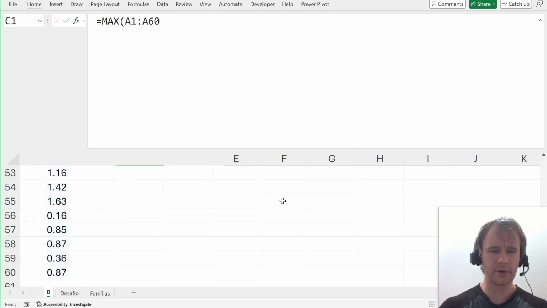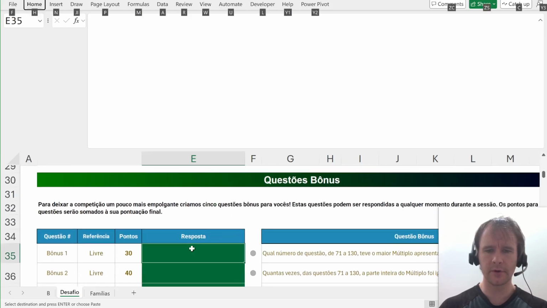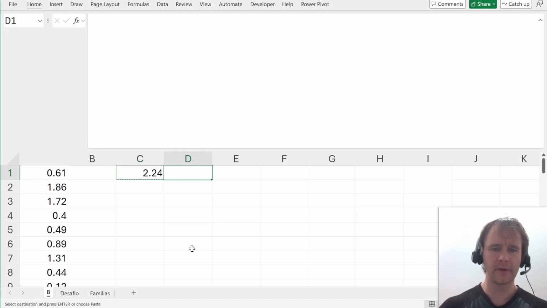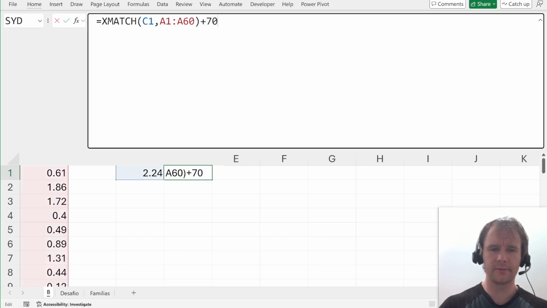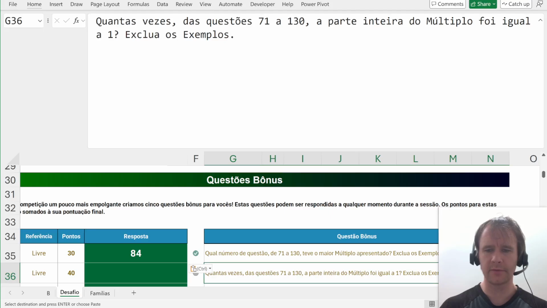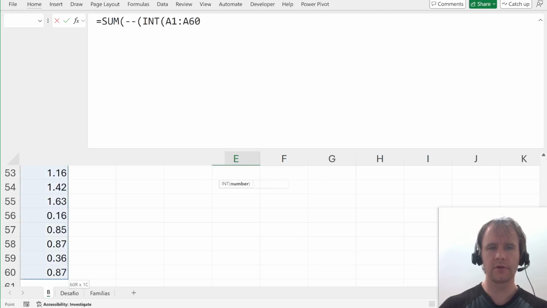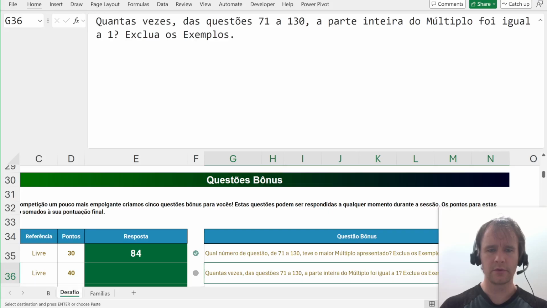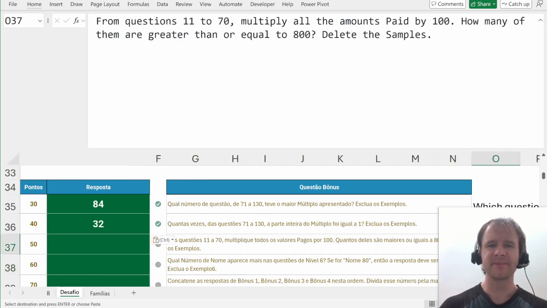So I think the first question was just the largest one. 2.24. Oh, no. The number of the question. Bah. Match that against that, and then we need to add 70. Okay, then how many times is the integer part a 1? So say sum minus minus int of this equals 1. Okay. Question 3. From questions 11 to 70, multiply all the amounts paid by 100.